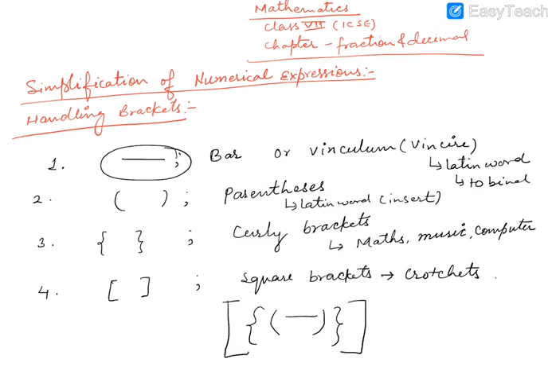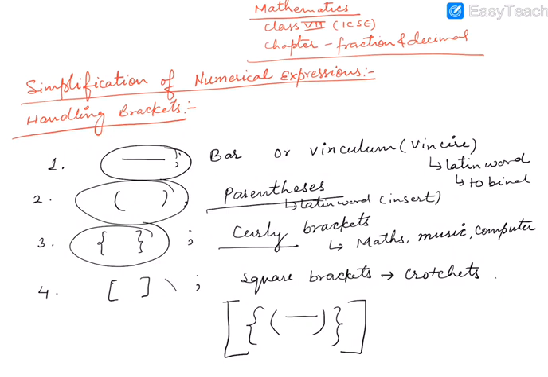The second bracket, you can see this bracket is known as parenthesis. This is also a Latin word. The meaning of parenthesis is insert. In this bracket we insert the bar bracket. Next one, you can see this curly bracket. You already know the meaning of curly. We use this curly bracket in maths and music and computer.